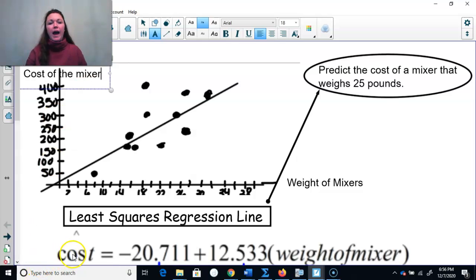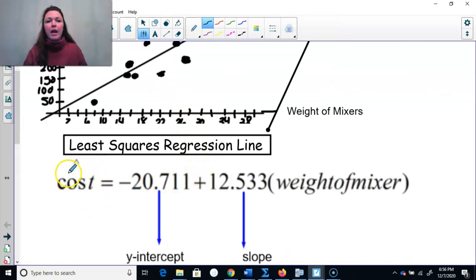Okay. Now, I know this looks like cosine t, it's cost. I used software for it, whatever. Don't worry about it, but this is the cost. So here is my regression equation. I have the predicted cost, okay? The predicted cost is equal to negative 20.711 plus 12.533 times the weight of the mixer.